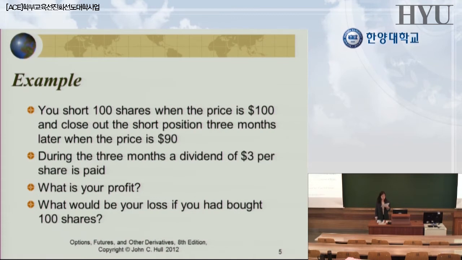There is an example of short selling. You short 100 shares when the price is $100 and close out the short position 3 months later when the price is $90. During 3 months, a dividend of $3 per share is paid. What is your profit, and what would be your loss if you had bought 100 shares?